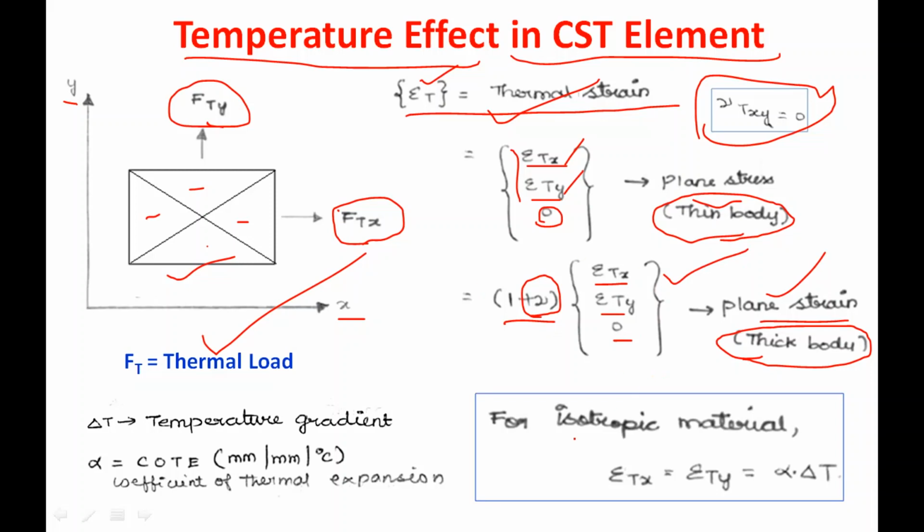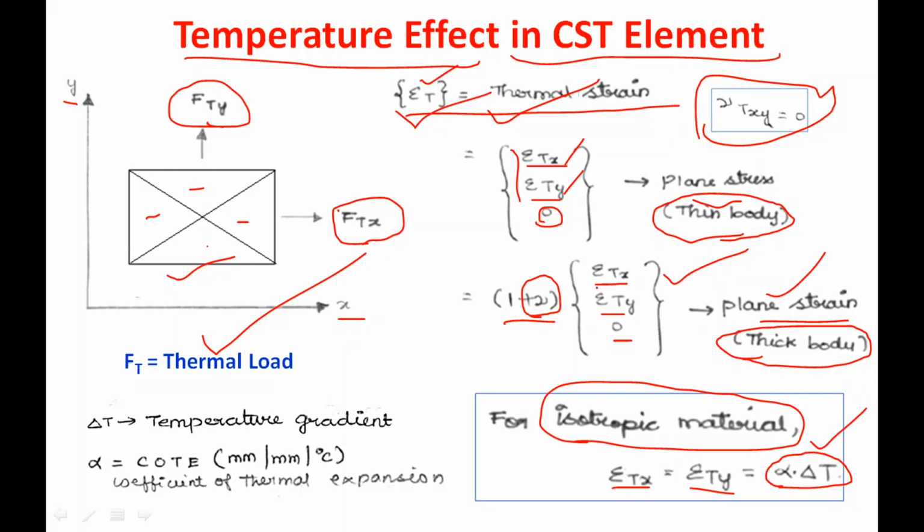But in most engineering applications, we have isotropic material. For isotropic material, we can assume that epsilon Tx and epsilon Ty are both equal to alpha into delta T, because thermal expansion along the x and y direction will be the same. We know that temperature is a scalar quantity. It will not change with respect to direction. In that way, we are considering epsilon Tx and epsilon Ty both equal in magnitude. Direction is different, but magnitude is equal to alpha delta T. By this way, we can simplify the problem. So now we know the epsilon T value.